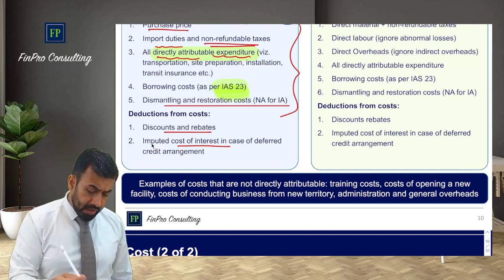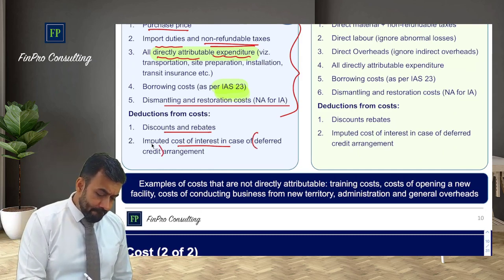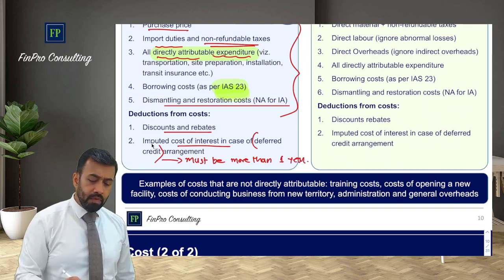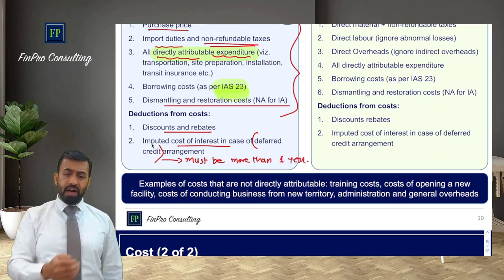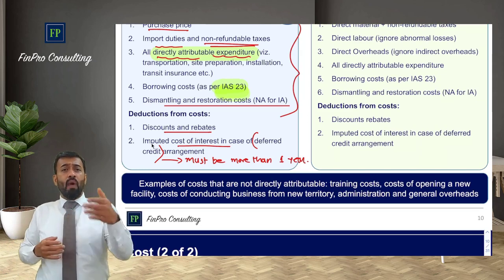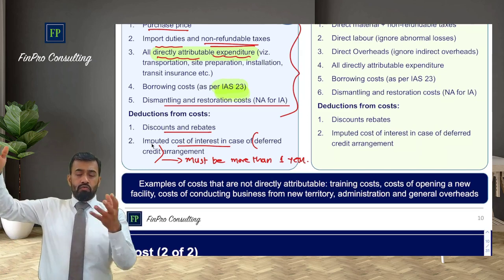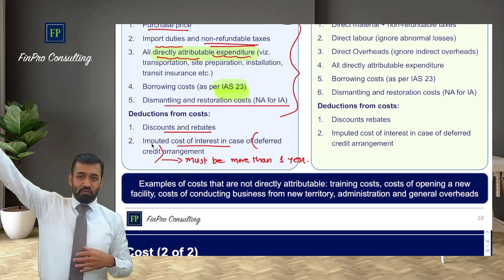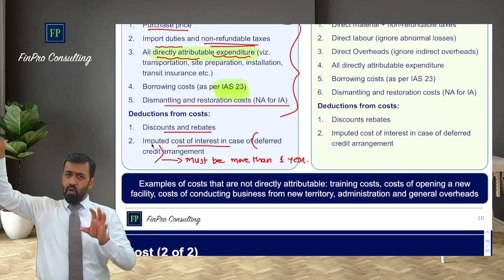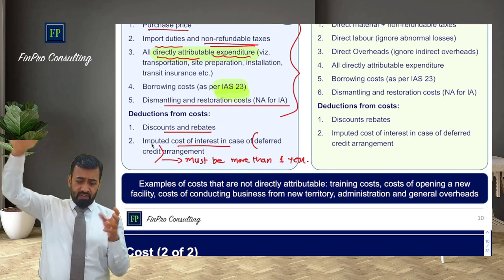This deferred credit must be more than 1 year in order to consider it for reduction as an imputed interest cost. Because what happens is, if you are giving or providing credit, or you have been provided credit by a vendor, this is actually also applicable from a revenue perspective. The same point which we are going to discuss under IFRS 15 is applicable here.